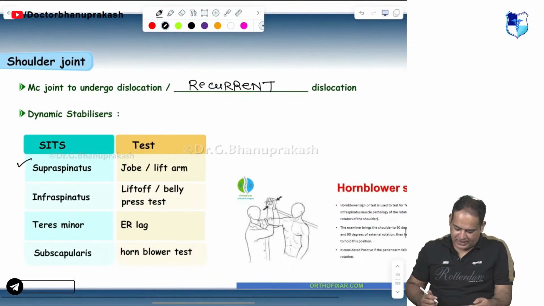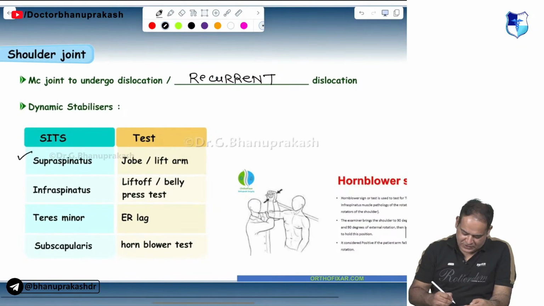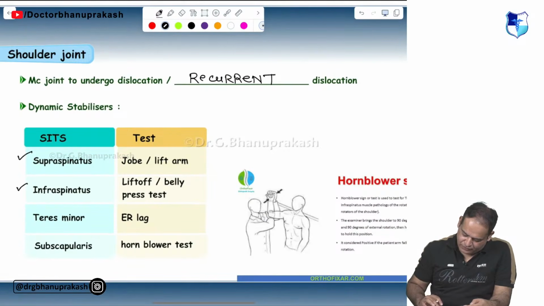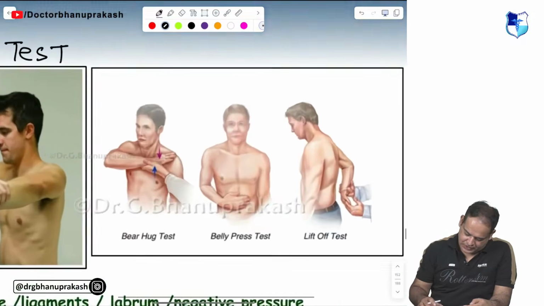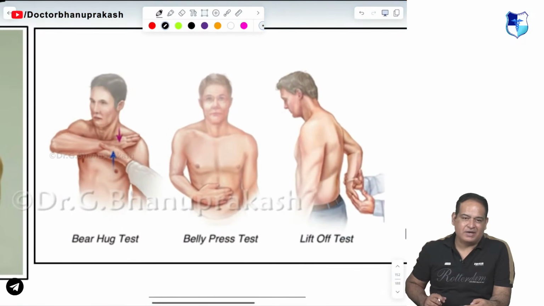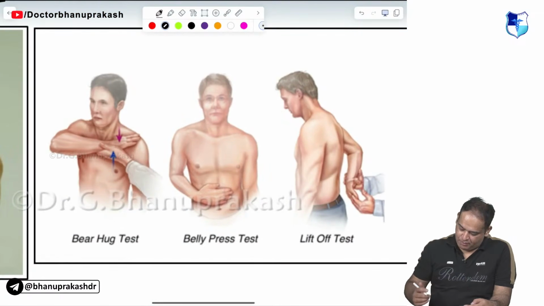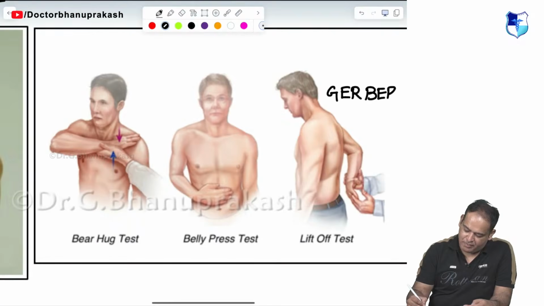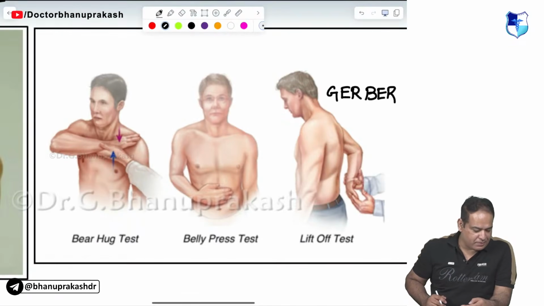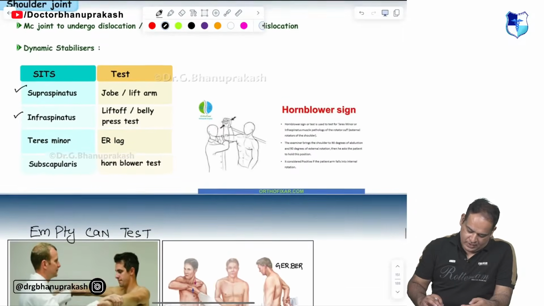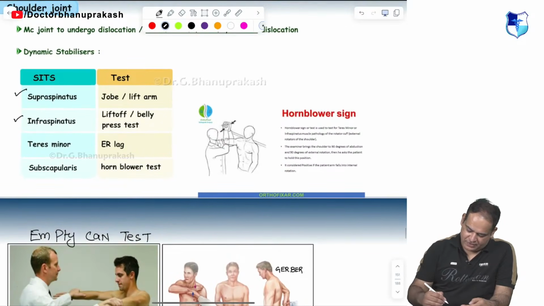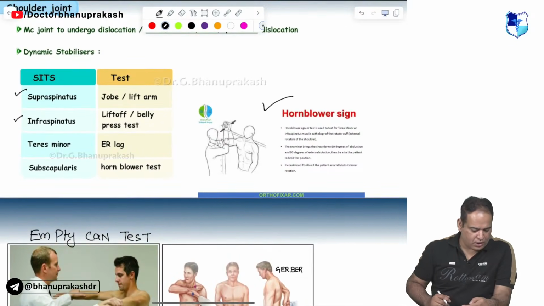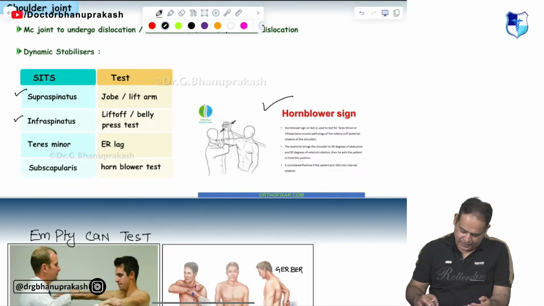So supraspinatus. Then for the infraspinatus, what is the name of the test? These: bear hug test, belly press test, lift off test. What is the other name of the lift off test? Gerber test, right? Now, subscapularis name of the test is horn blower test, right?